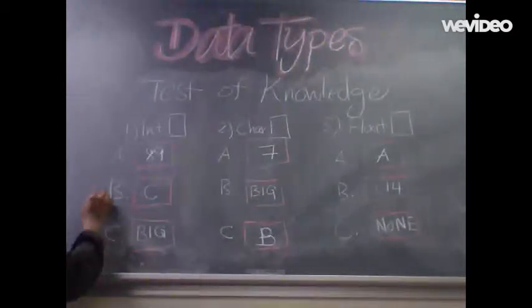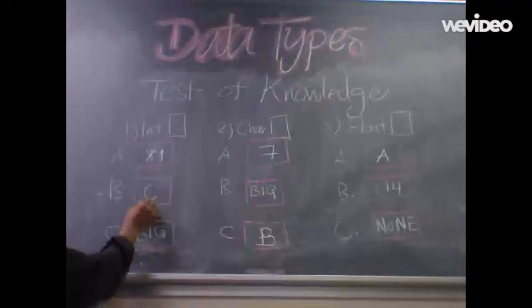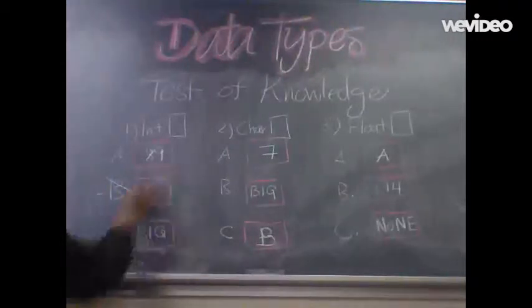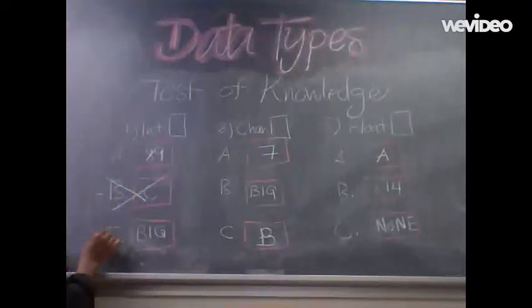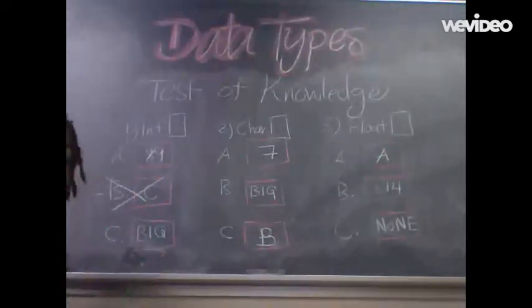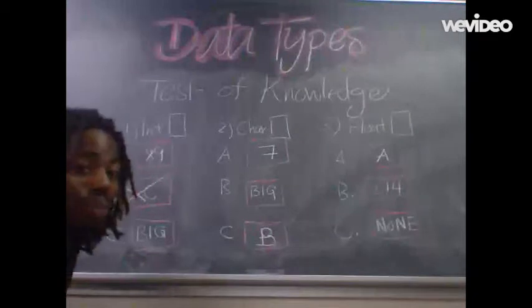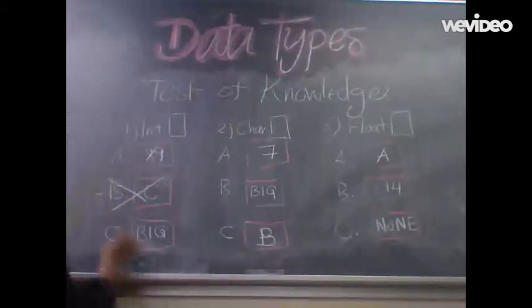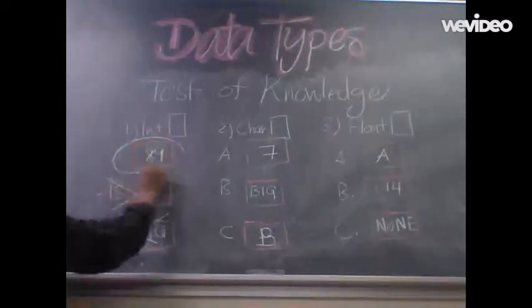B. B is a character. It cannot be stored inside of int. C is a group of characters, also known as a string, which you can refer to my next video to learn about. So this will not be happening. So number 1 is A.